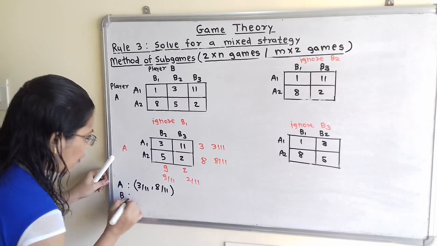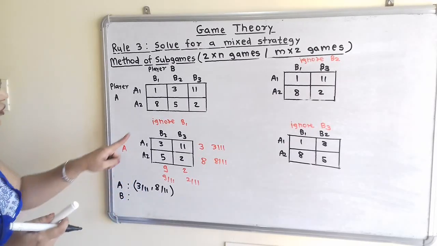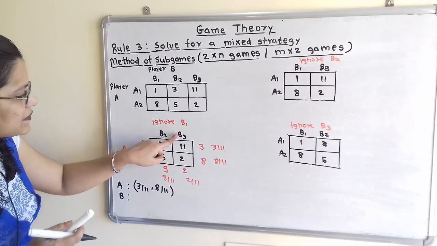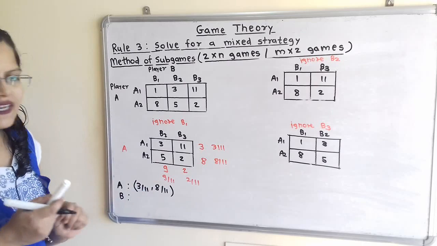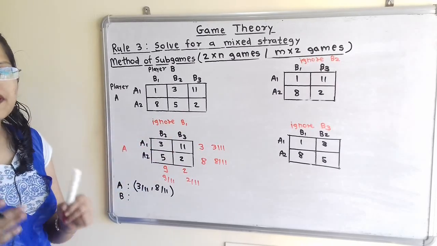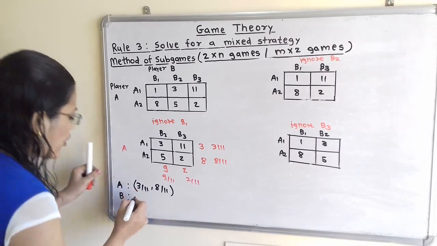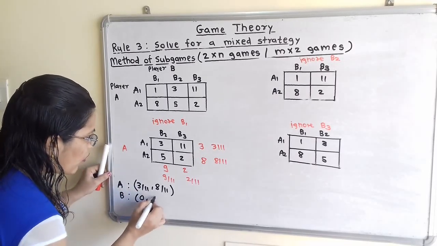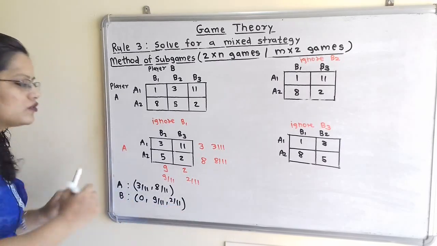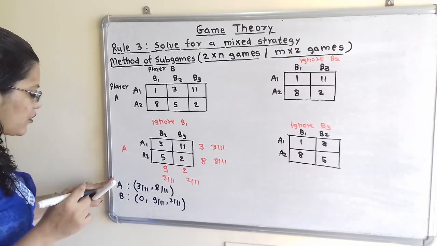Now we will write the optimal strategy for B. So B should use strategy B2 9 by 11 times and strategy B3 2 by 11 times. But here B1 is ignored, so for B1 we have to write 0. So the optimal strategy is 0, 9 by 11, 2 by 11. So this is the optimal strategy for A and B.